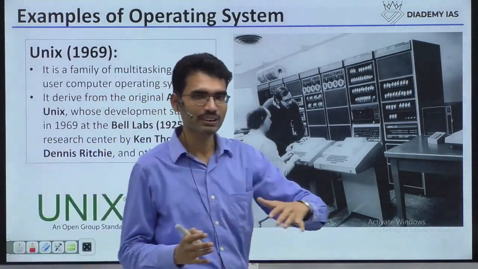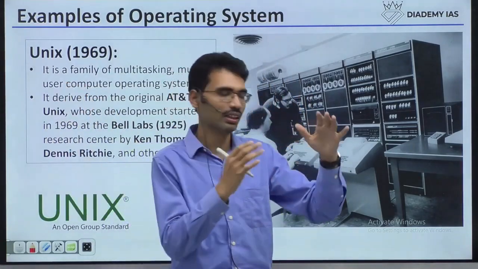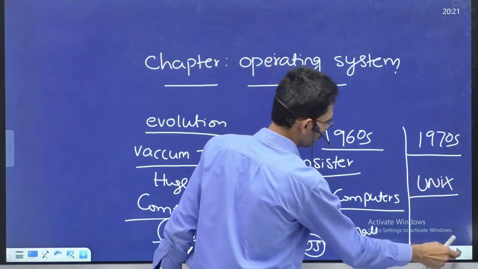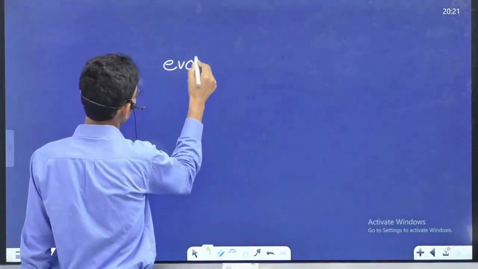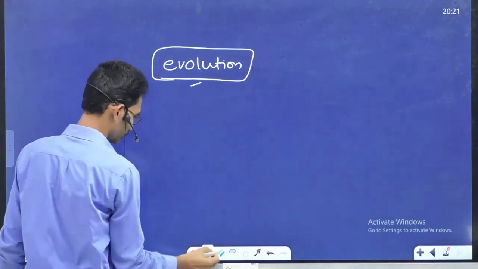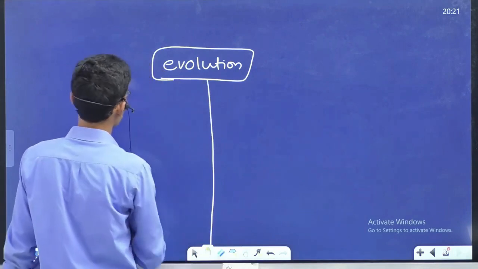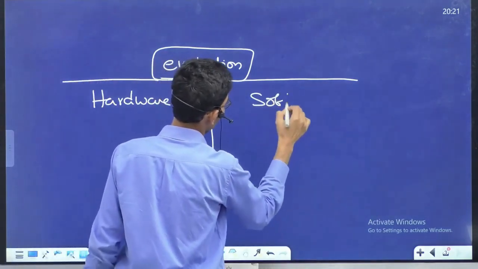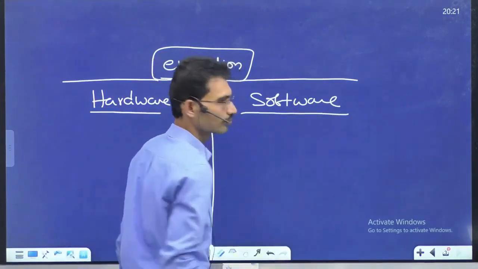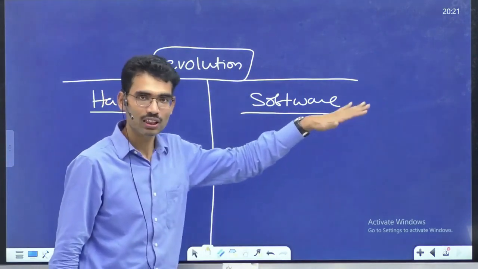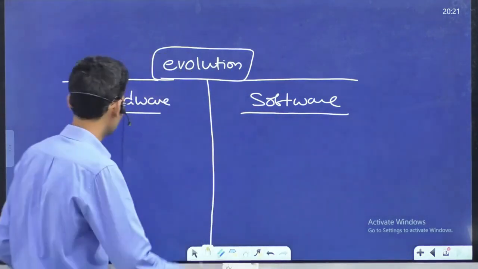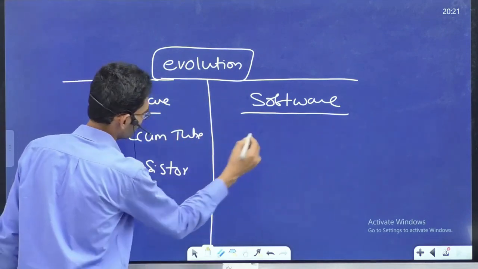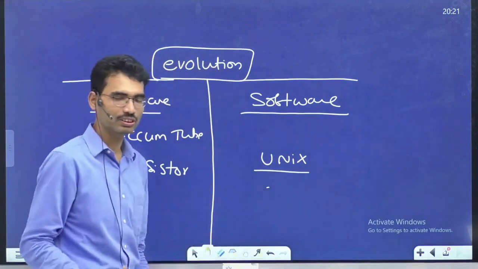So from 1969 onward, you need to have some idea of how hardware-wise evolution is taking place and how software-wise evolution is taking place. Vacuum tubes, transistors, softwares, and now Unix, one operating system, emerged. One interesting fact here: the vacuum tube moved to the transistor, and Unix emerged, multitasking and multi-user.